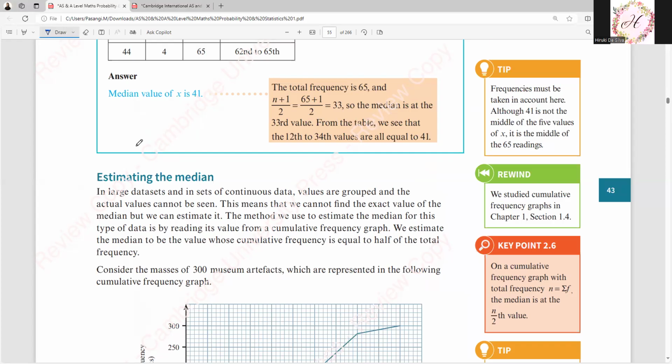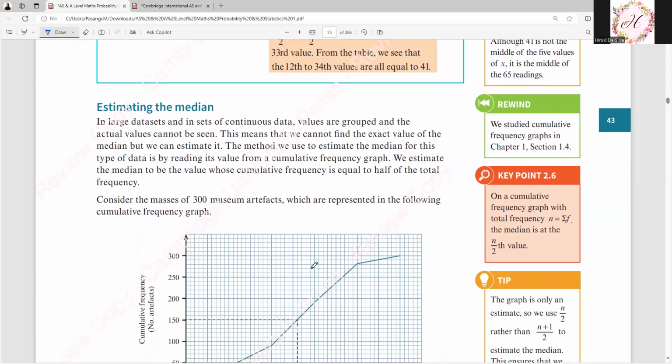What does that mean? Here we are going to estimate the median value. Estimate means that's not the actual value; we get a rough value. In large data sets and in sets of continuous data, the values are grouped and the actual values cannot be seen. So we cannot find the exact value of the median, but we can estimate it. By looking at a graph, sometimes we can't read the exact value, but we can read an approximate estimated value.